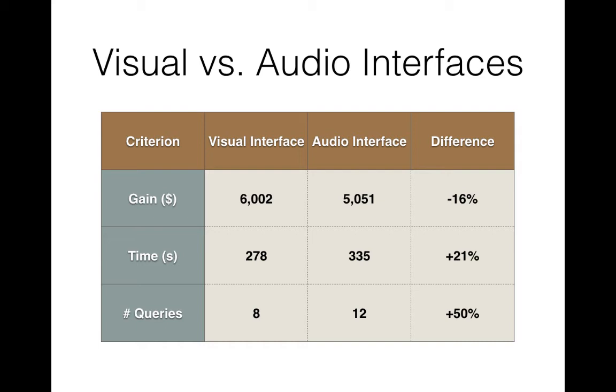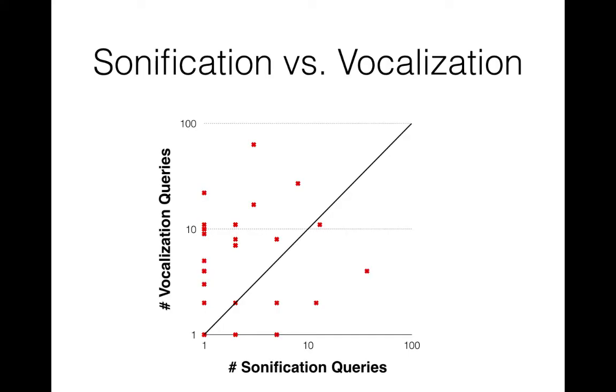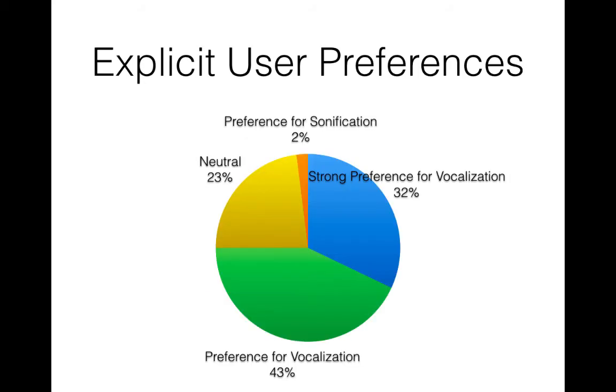For the users of audio interfaces, we gave them the choice for each query to select between vocal output and sonification. And in order to compare those two audio interfaces, first of all, we analyzed the logs on our server in order to find out whether users tend to use vocalization or sonification more frequently. And here we get a clear picture. Users use vocalization more frequently. And also when asking them directly about their preferences between the two, it turns out that 3/4 of users express some or a strong preference for vocalization, but only a small percentage prefers sonification.